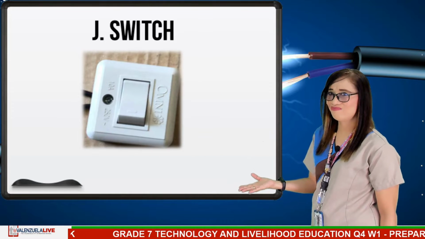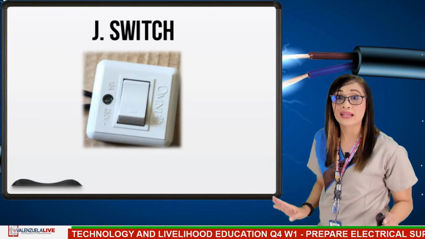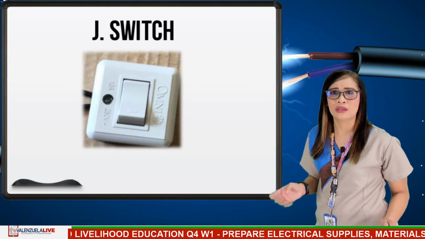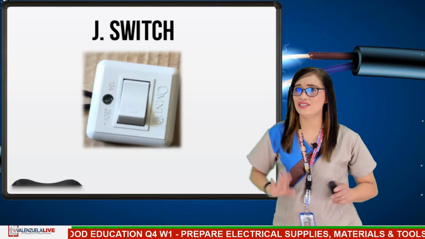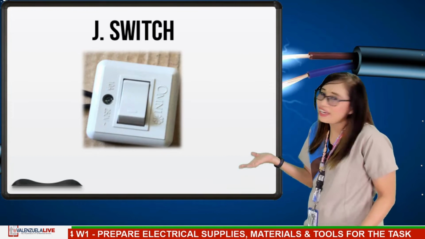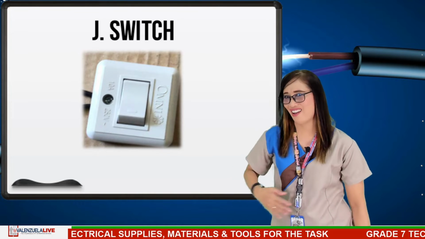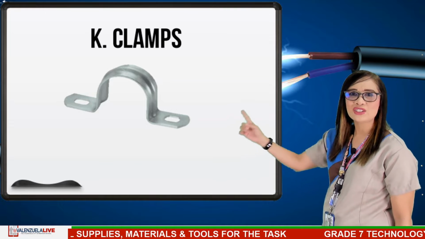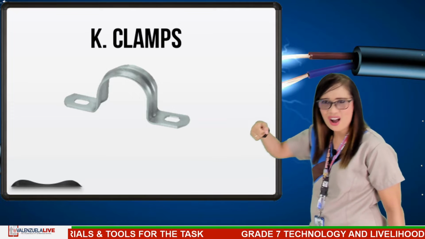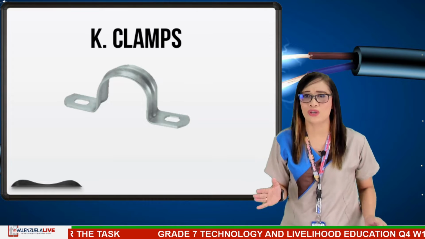Switch. This is a device that connects and disconnects the flow of electric current in a circuit. There are many shapes, designs, and types, and they are classified as hanging, flush, and surface types. Clamps. This is an electrical material used to hold and anchor electrical conduits in its proper position.